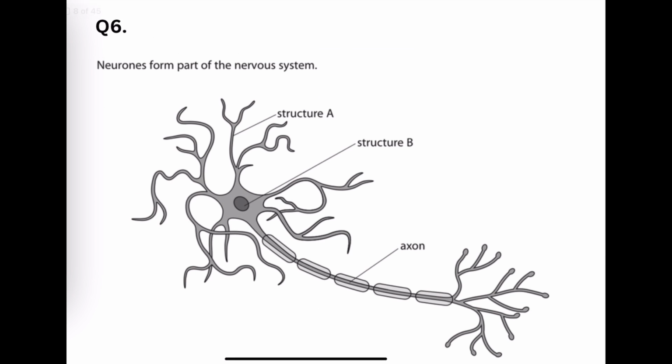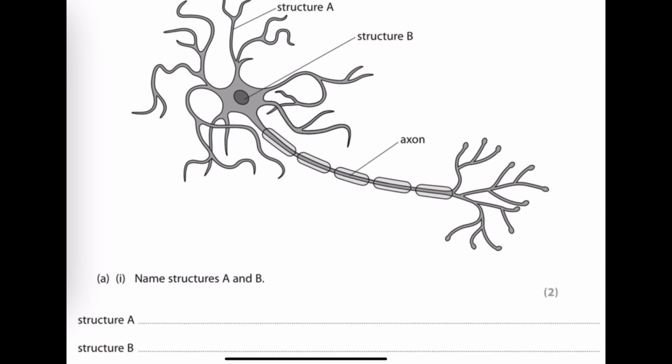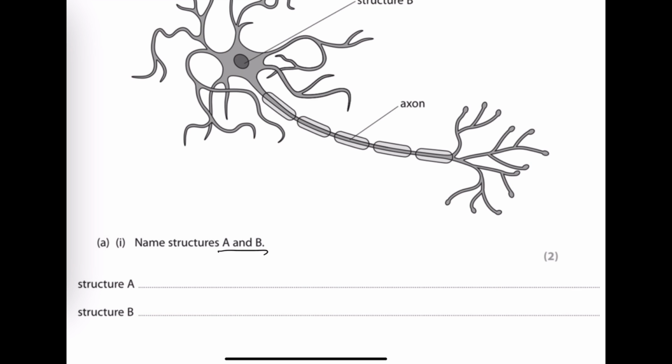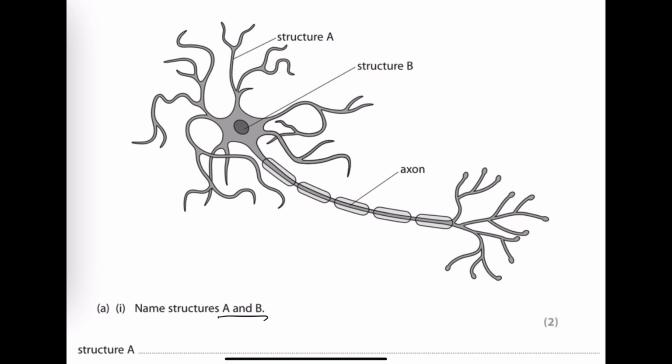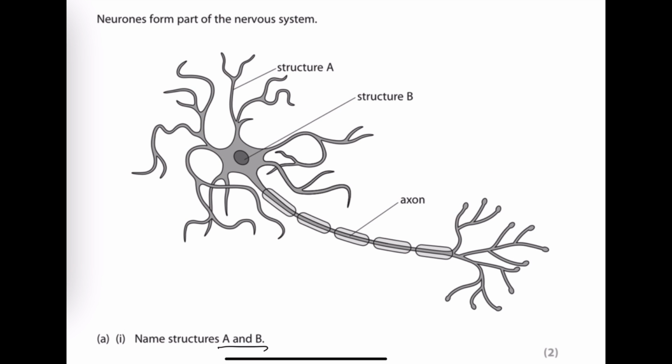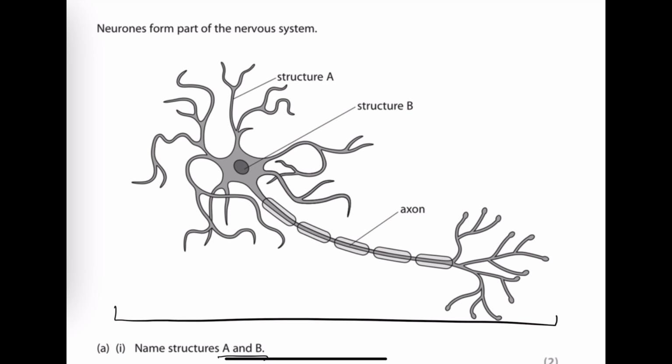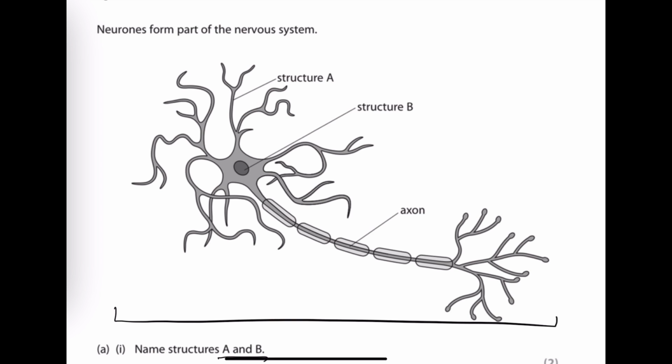Question 6, neurons form part of the nervous system. Name structures A and B. So if we see here, this is how a neuron looks like. You need to remember that, since they might ask you to identify what type of cell this is. So we can see structure A over here. These are the dendrites or dendrons. And this over here, you can see whatever is circled. This is just the nucleus.